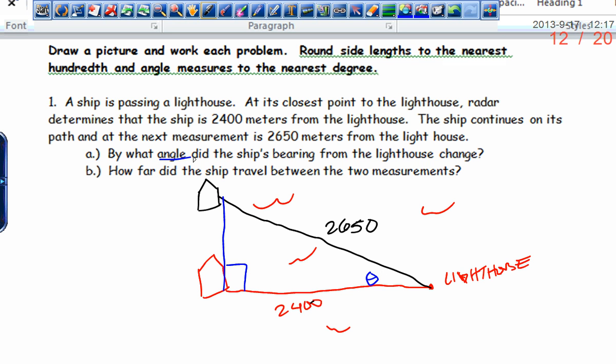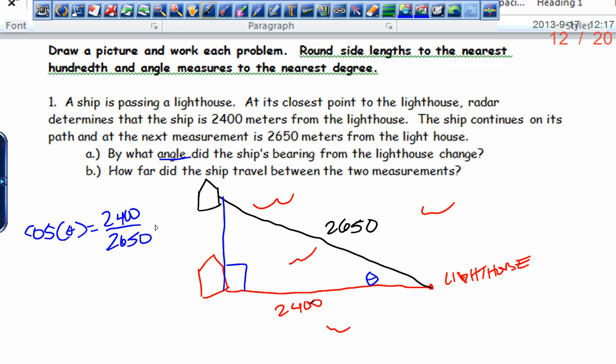Sine is opposite over hypotenuse. Well, you know what sides? Cosine of theta. What's cosine? Adjacent over hypotenuse. So adjacent 2,400 over 2,650.